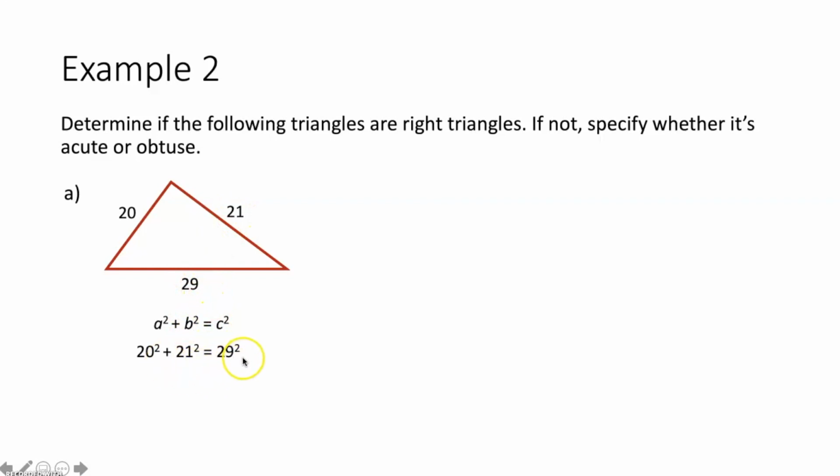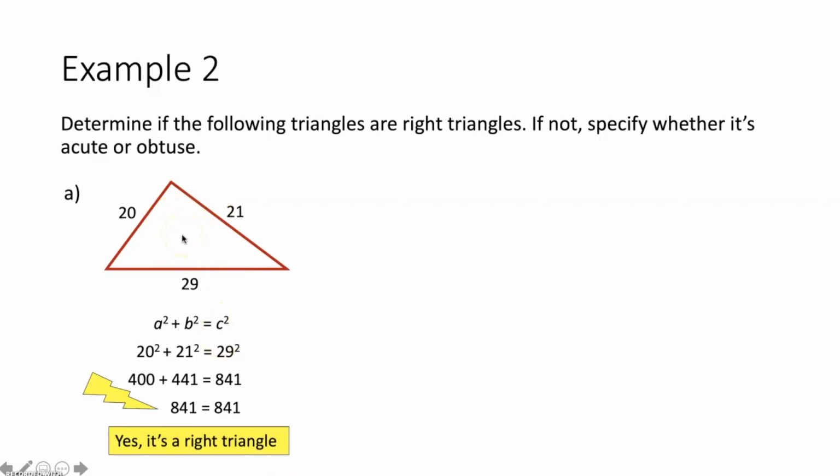Now I'm going to simplify each side and determine if a squared plus b squared is equal to c squared, less than c squared, or greater than c squared. So what's 20 squared? That's 400. 21 squared is 441. If I add these together, I end up getting 841, which is exactly what 29 squared is equal to. Because a squared plus b squared is equal to c squared, we know that this triangle up here must be a right triangle by the converse of the Pythagorean theorem.